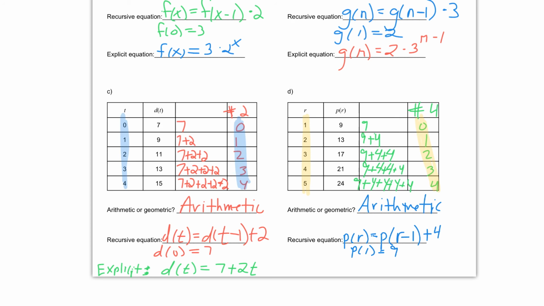And then I need that explicit equation. That explicit equation, I have P of R. I started with 9. I'm adding 4 each time. And then let's take a look at our number of 4s here. The number of 4s is 1 less than my R term. So this is 4 times R minus 1.